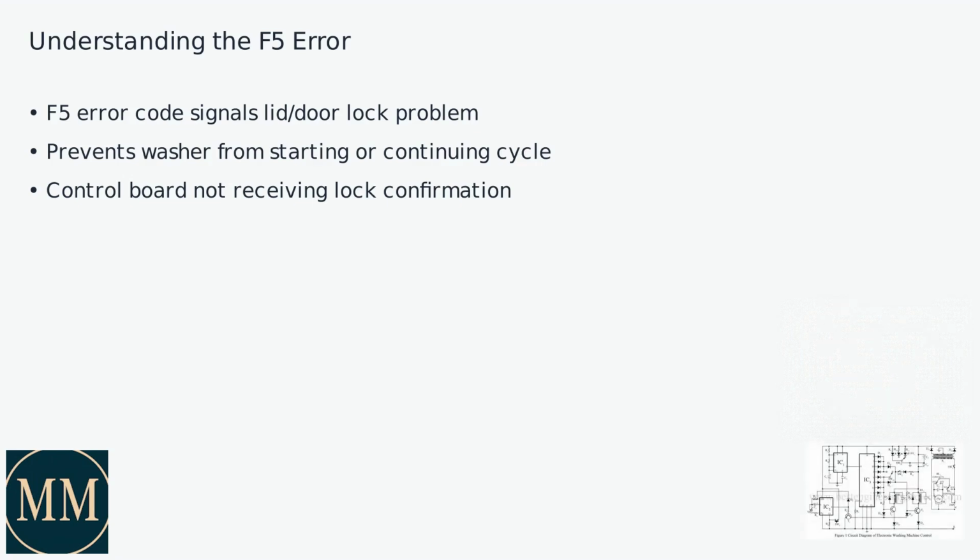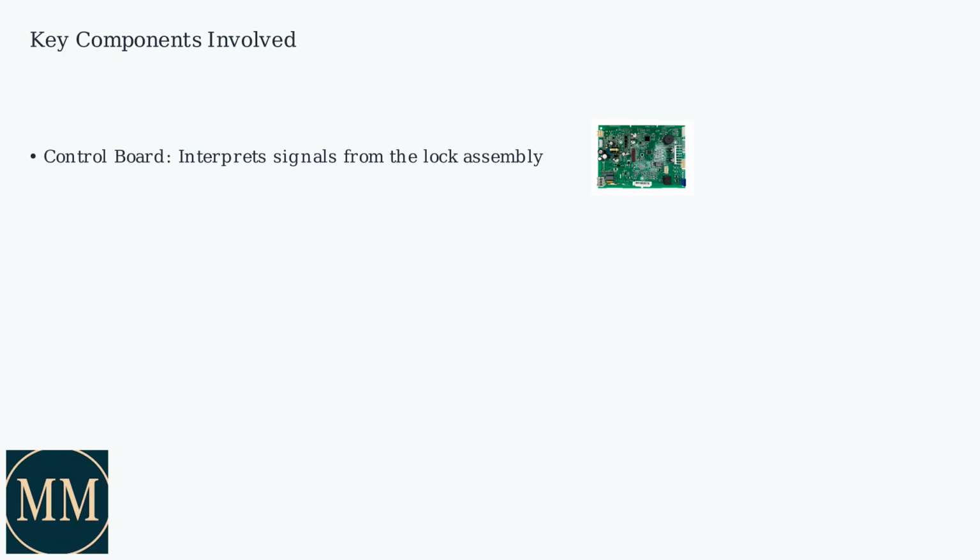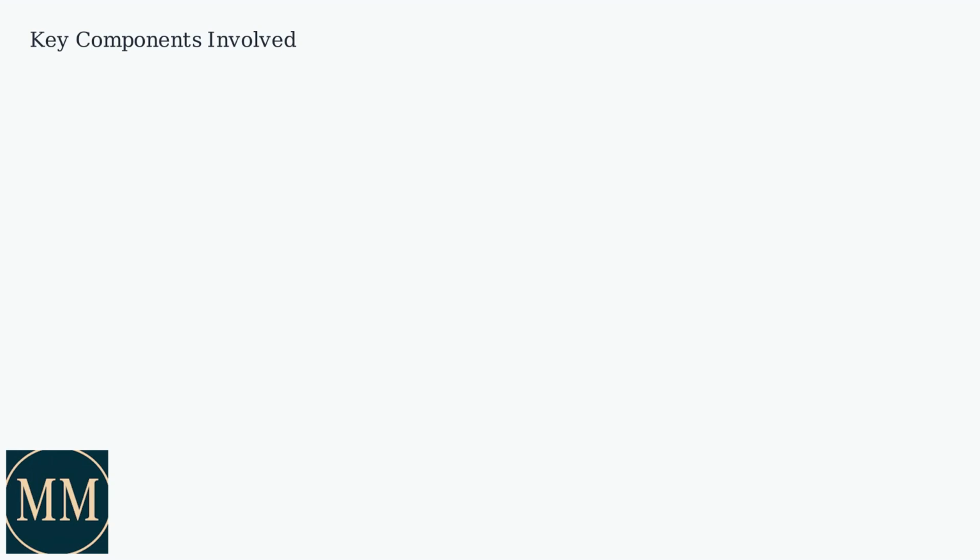Understanding this lock mechanism is key to troubleshooting the F5 error, as shown in the control circuit diagram. The F5 error involves two main components, the lid door lock assembly and the control board. The lid door lock assembly is a motorized latch with sensors that physically secures the door or lid. It contains solenoids and switches that engage to hold the door closed and send a confirmation signal to the control board. The control board is the washer's main circuit board that receives and interprets signals from the lock assembly. It ensures the lock is engaged before allowing the cycle to start.